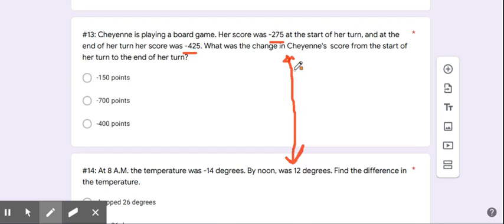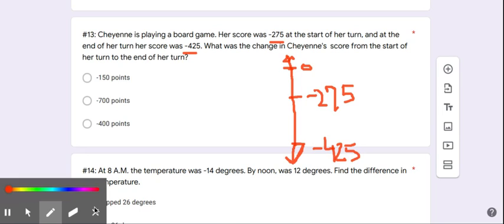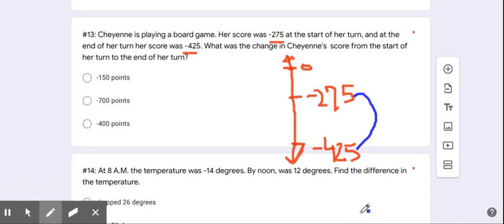Vertical number line, 0 is up here. Okay, her score is -275. So let's just say that's right here. -275. That was her score at the start of her turn. At the end of her turn, her score was -425. So that's down here somewhere. And so what's the overall change? So basically, how far is it from -275 to -425?